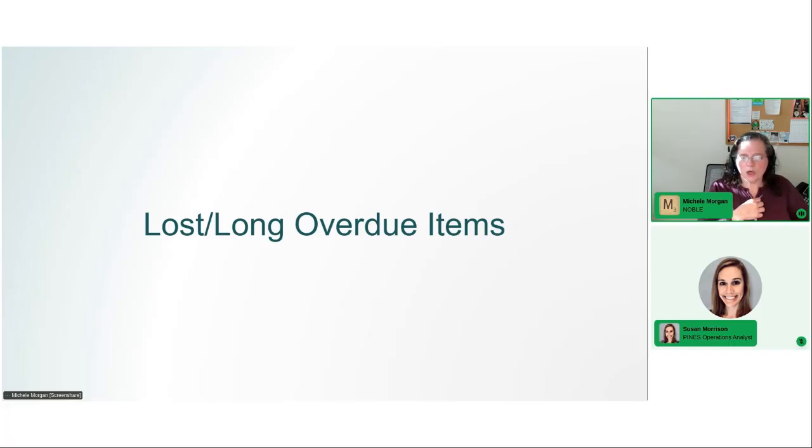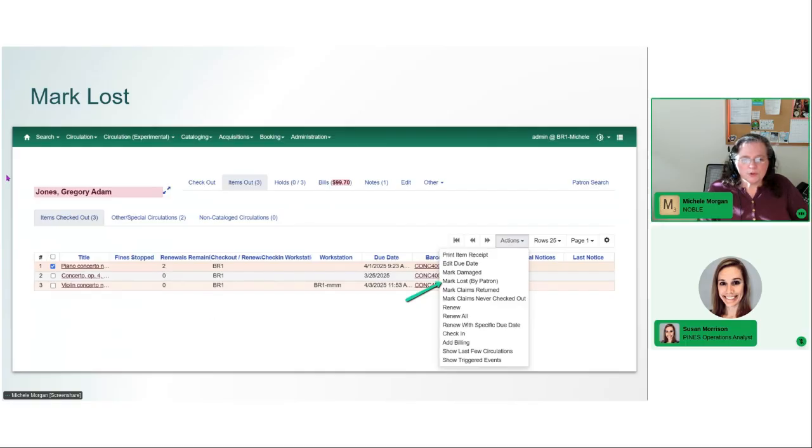So I did want to go on to lost and long overdue items. So there are two situations, well, it's probably more than two, but there are two general situations where items can become lost and long overdue. A patron could come in and tell you that they lost a book that they had borrowed. They don't know what happened to it and they want to pay for it. So if you're looking at the patron records, I'm on the items out screen, and the patron comes in and they say, I've lost this piano concerto book and I want to pay whatever I owe for it.